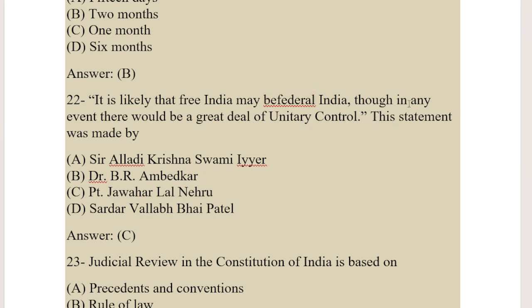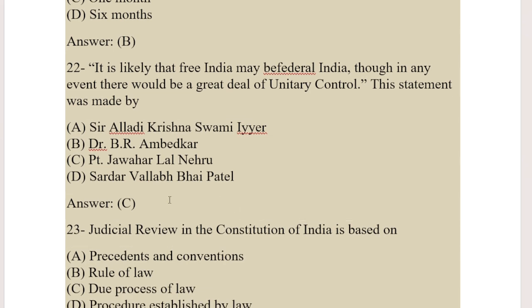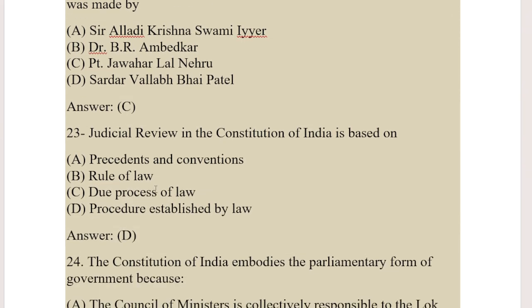It is likely that free India may be a federal India, though in any event there would be a great deal of hereditary control. This statement was made by option A, Sir Alladi Krishnaswami Iyer, option B, Dr. B.R. Ambedkar, option C, Pandit Jawaharlal Nehru, option D, Sardar Vallabhbhai Patel. And the right answer is option C, Pandit Jawaharlal Nehru.